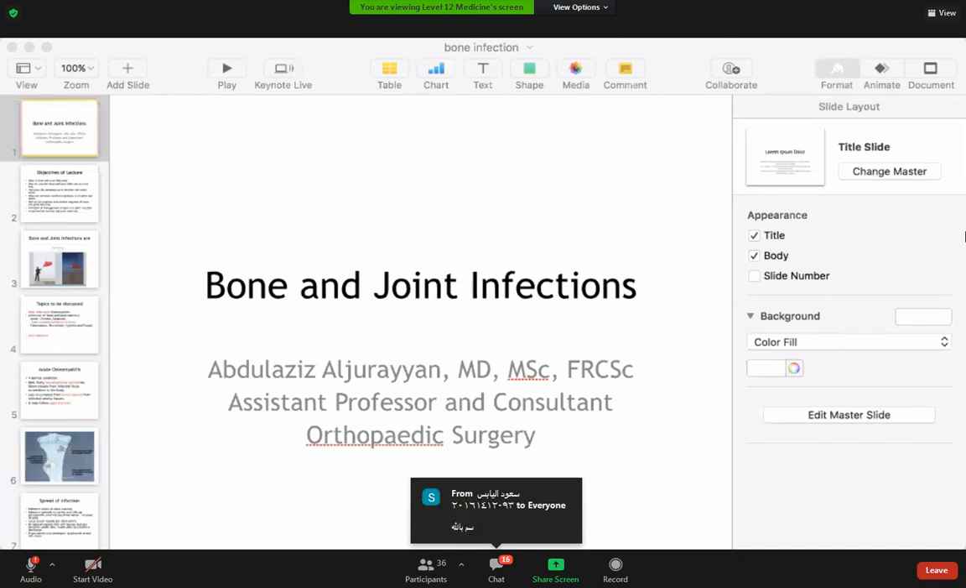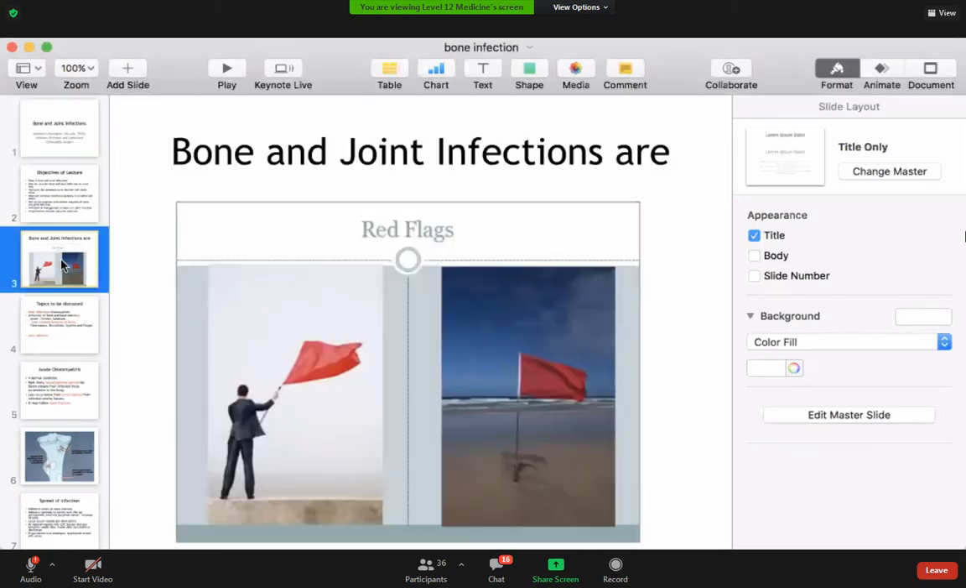I'm going to talk about osteomyelitis, which is bone infection, acute and chronic, and septic arthritis, which is the joint infection. These are very important to understand for their clinical importance, and they are considered red flags.